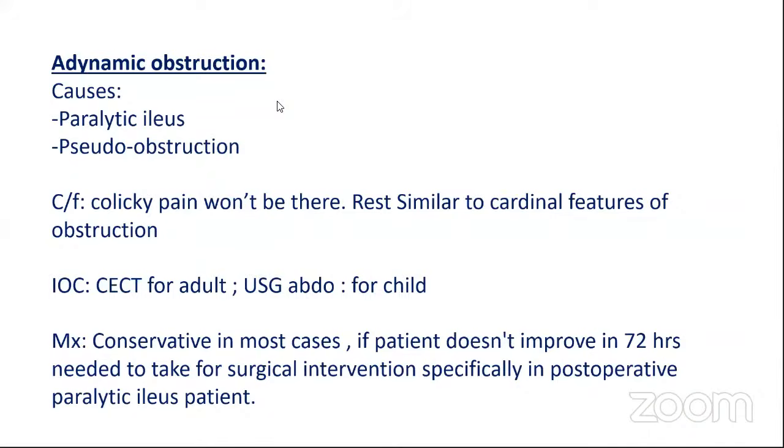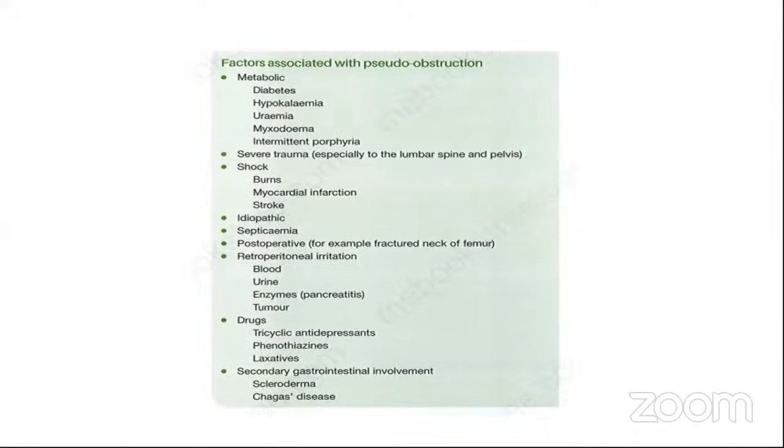Or a case of shock, like burns, myocardial infarction, stroke. Blood, urine, enzymes, and tumor. In case of hemoperitoneum or so, there can be secondary paralytic ileus due to irritation, causing a temporary pseudo obstruction. Drugs like laxatives, phenothiazines, and tricyclic antidepressants can also cause it.